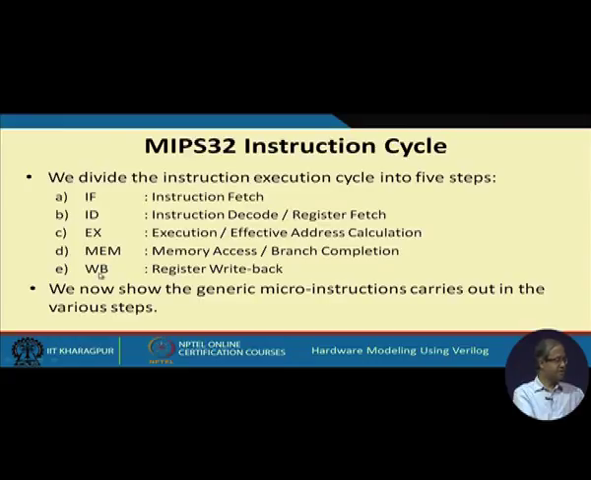So, what are these 5 steps? First step is called instruction fetch. Here we are fetching an instruction from the memory. We know that the program counter, the PC register, already contains the address of the next instruction. So, simply whatever is there in PC, from that memory location we read; that is instruction fetch.